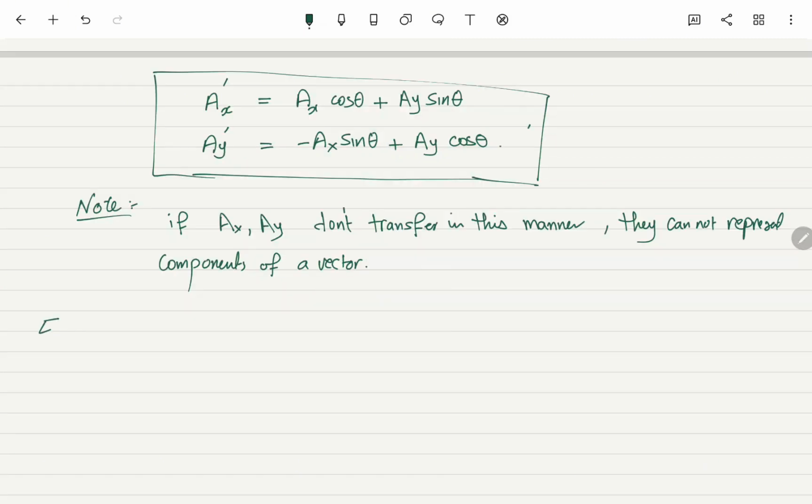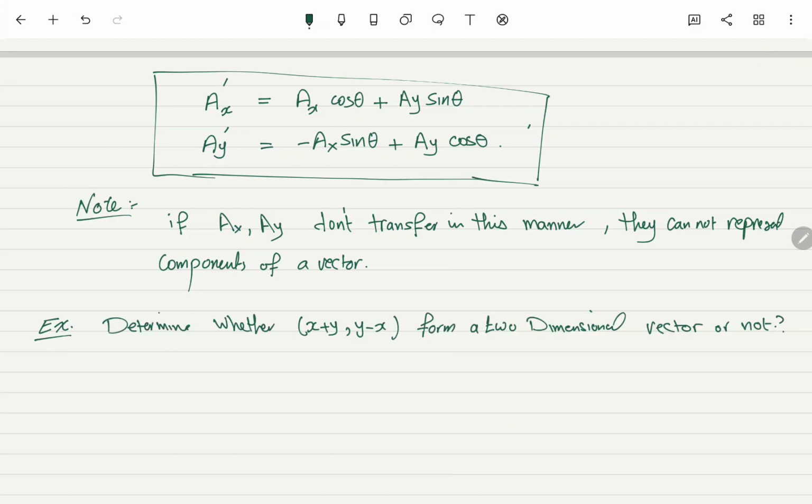Example: determine whether x plus y and y minus x form a two-dimensional vector or not. So in this case here, ax equal to x plus y and ay equal to y minus x.